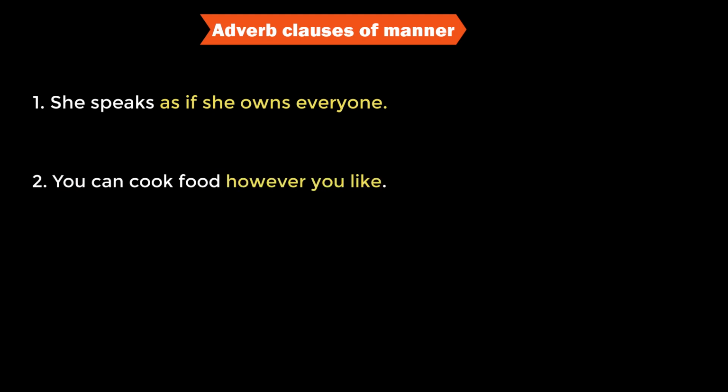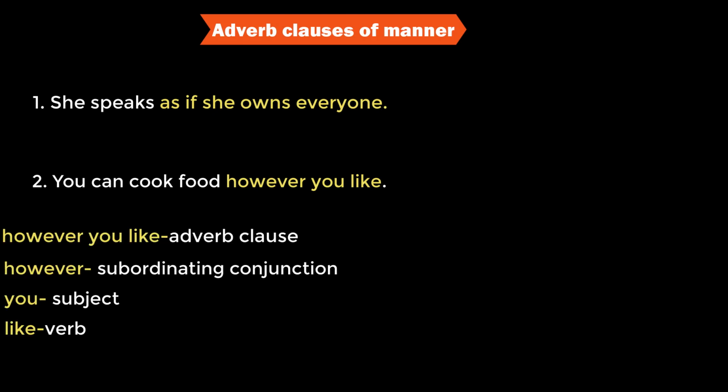You can cook food however you like. So however you like is my adverb clause, however is my subordinating conjunction coming in the beginning of the clause. You is the subject and like is the verb. So it's a clause. Now it is telling us in what manner you can cook. You can cook food obviously however you like. So you have all the privilege in the world, man. You can cook food however you like, in whatever way you like to cook.